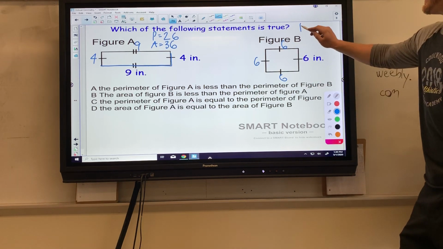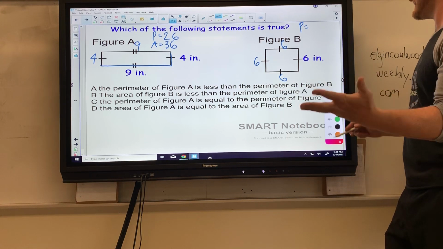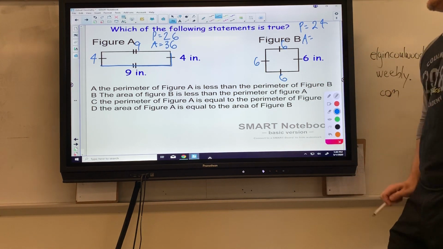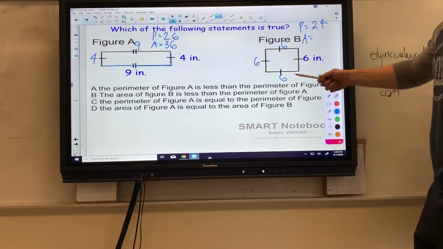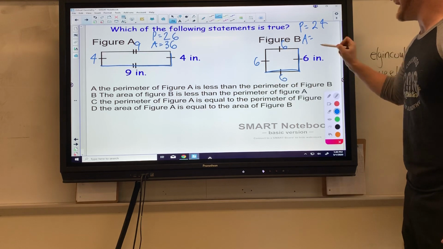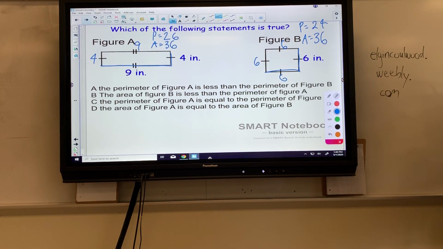Find the perimeter, add up all the sides. 6 plus 6 plus 6 plus 6, or 6 times 4 gives me 24. And the area here, a lot of people confuse this because they just want to do 6 times 4. No, remember, it's length times width. 6 times 6 is 36. So now I got the area and the perimeter for each one.